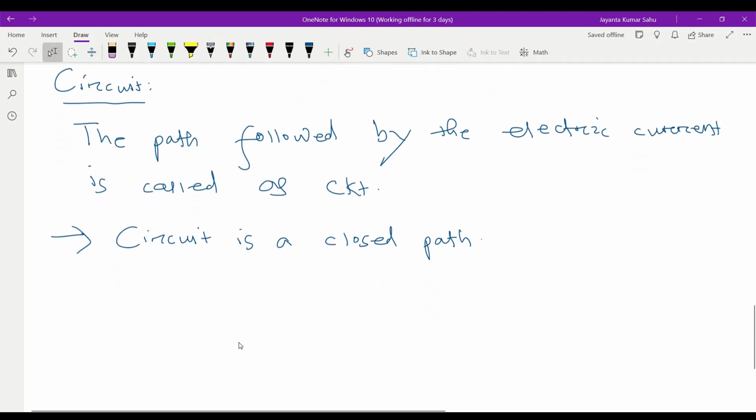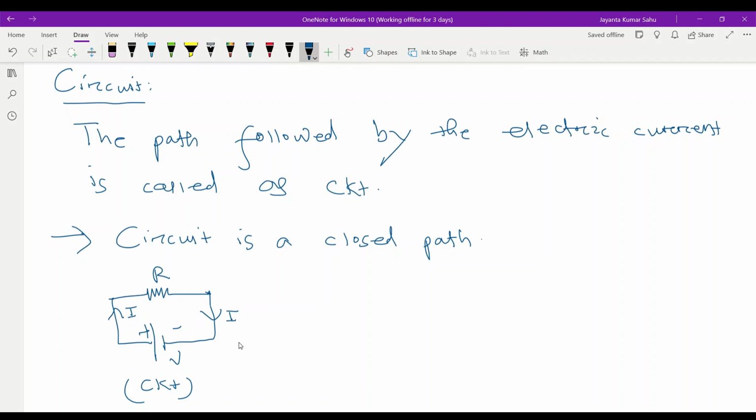This is a circuit. One resistance is present here. We have a voltage source, positive, negative, and current I is flowing, and the same current I ends at the negative terminal. This is called a circuit.